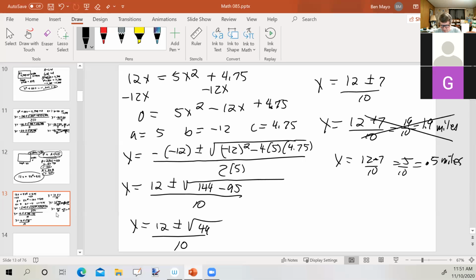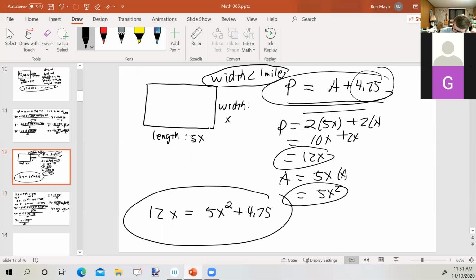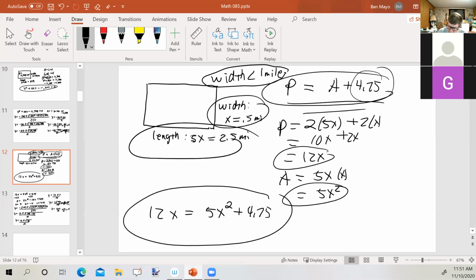That's the only reason we would throw it out. So that tells us that x is 0.5 miles. So this is 0.5 miles, and this would be what? 2.5 miles, taking 5 times 0.5. All righty.